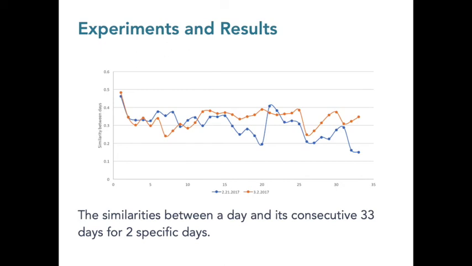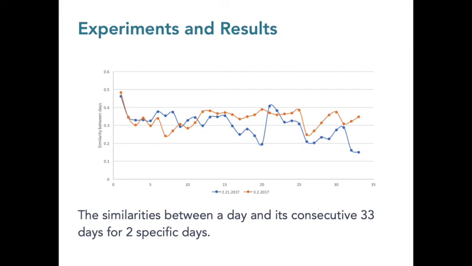So we take two different dates. In particular, the dates are February 21, 2017 and March the 2nd, 2017. So for instance, for February 21, 2017, we take the vector representation of that date and then the vector representation of the following date, which would be February 22, 2017. We get the cosine similarities between those two dates and we plot the result onto the graph.